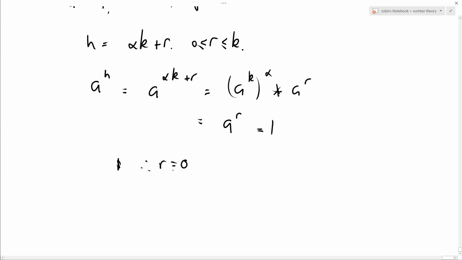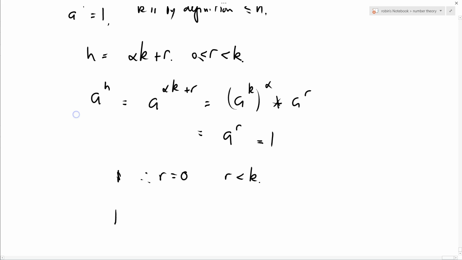So r must be equal to 0. R is strictly less than k, of course. If you're doing everything modulo k, you don't want a k there. That tells us that r equals 0, because if r was greater than 0, the order would be r, not k, and it isn't. So r must be equal to 0. So that tells us that k divides h.